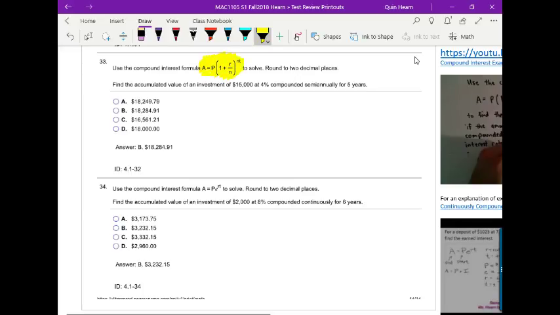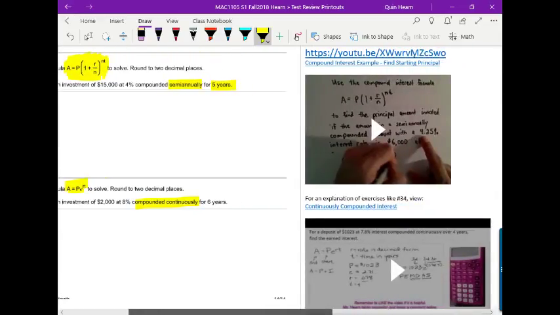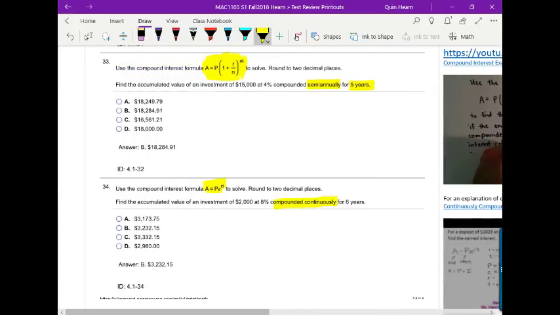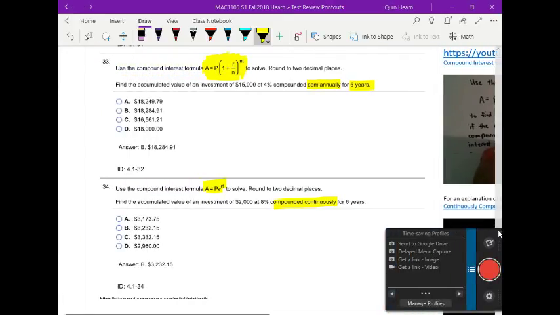Okay, so this one is where you're told that you're earning 4% interest compounded, let's say, here we say semi-annually, which means 2 times a year for 5 years. And then here we have one where it's compounded continuously. So in these 2 videos, it explains which variable is which quantity and how to calculate it.